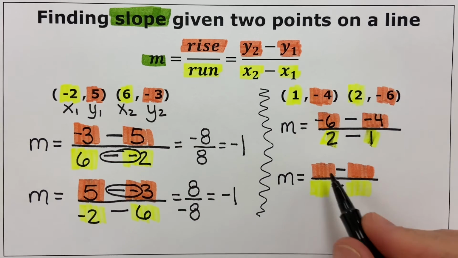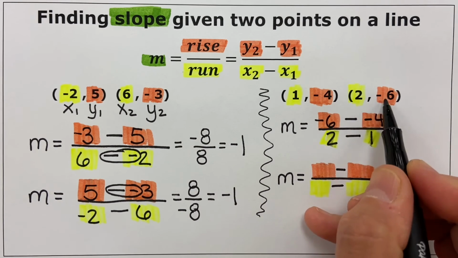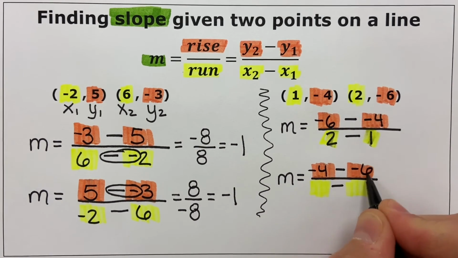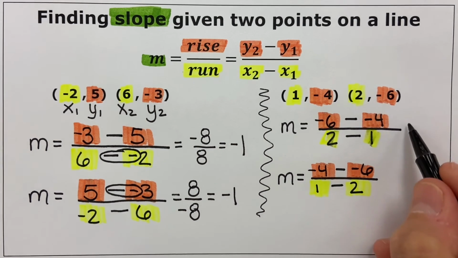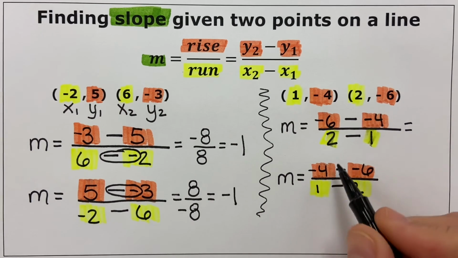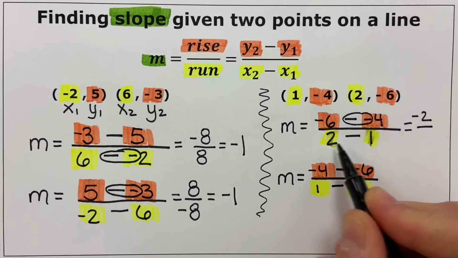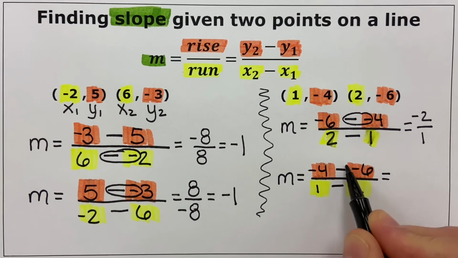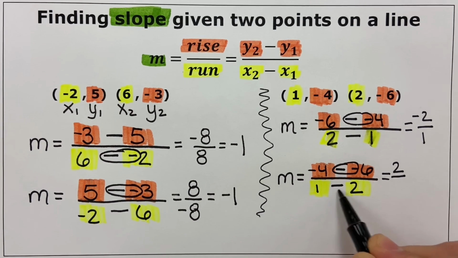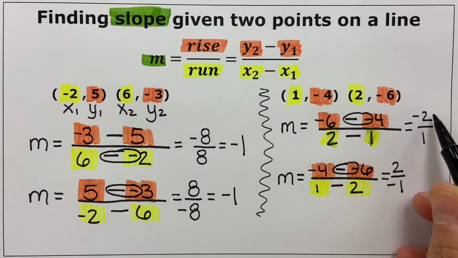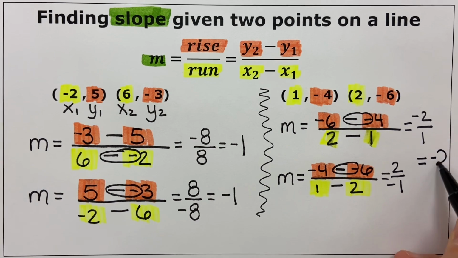If we change the order, then I'm going to start instead when I subtract the y's, just reading it from left to right. So -4 minus -6, and then 1 minus 2. In both of these, we're going to get the same answer. So -6 plus 4 is -2, and 2 minus 1 is 1. In this one, minus minus is a plus, so -4 plus 6 is 2, and 1 minus 2 is -1. -2 divided by 1, or 2 divided by -1, both of them equal -2.